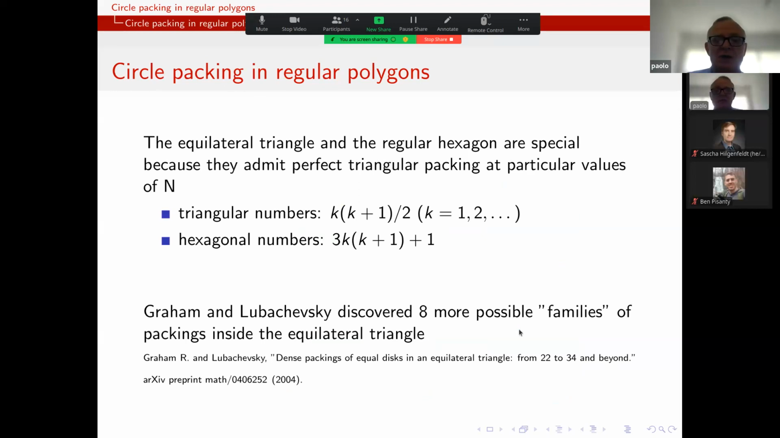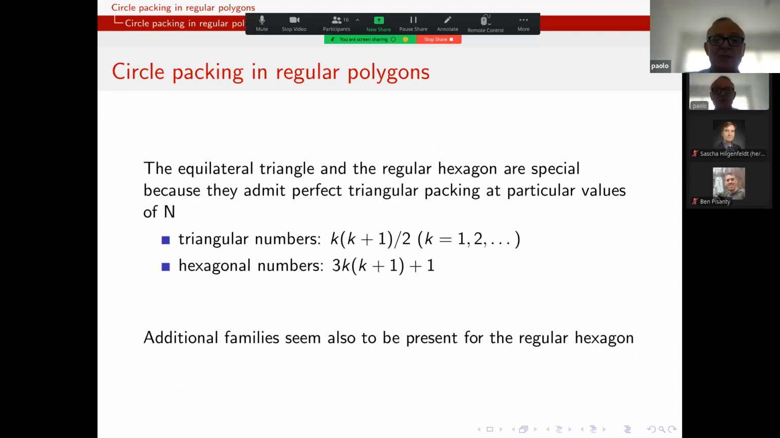One of the things that one observes is that, especially for the hexagon and the equilateral triangle, there are some kind of magic numbers. These are triangular numbers for the equilateral triangle and the hexagonal numbers for the hexagon. The case of the equilateral triangle has been studied in depth by Graham and Lubachevsky some time ago, and they found, counting overall, 9 different families of patterns in the equilateral triangle, patterns that seem to survive to large n.